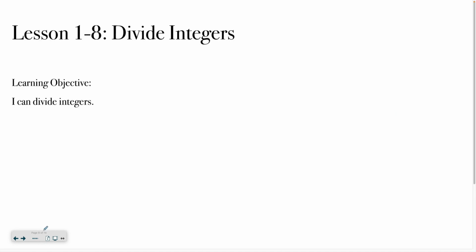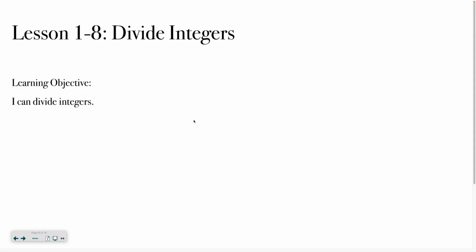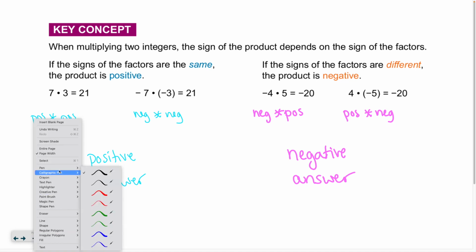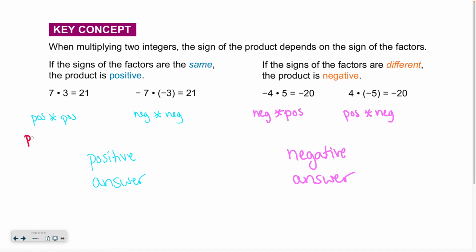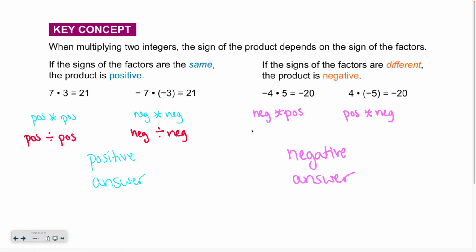Lesson 1-8 is all about dividing integers. So by the end of this lesson, you should be able to divide your integers. Fun fact about dividing integers, all of the rules are the same. So if we go back to this page that we were just on, you can change it to say a positive divided by a positive, or a negative divided by a negative is going to give you a positive answer. Or you could say a negative divided by a positive, or a positive divided by a negative is going to give you a negative answer.